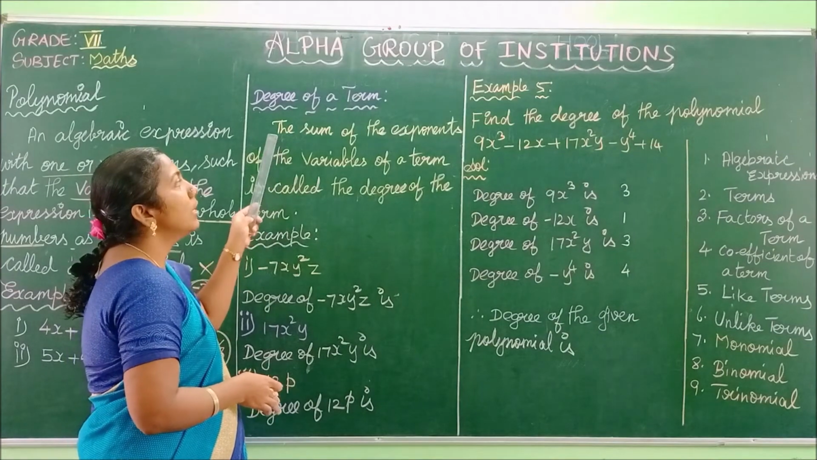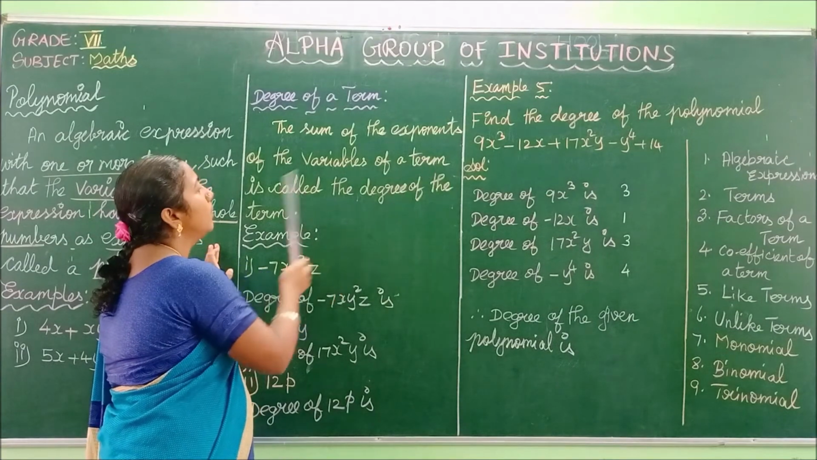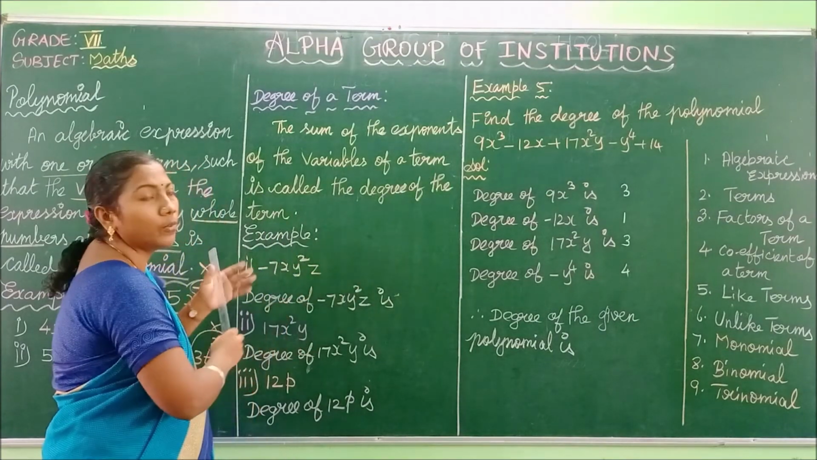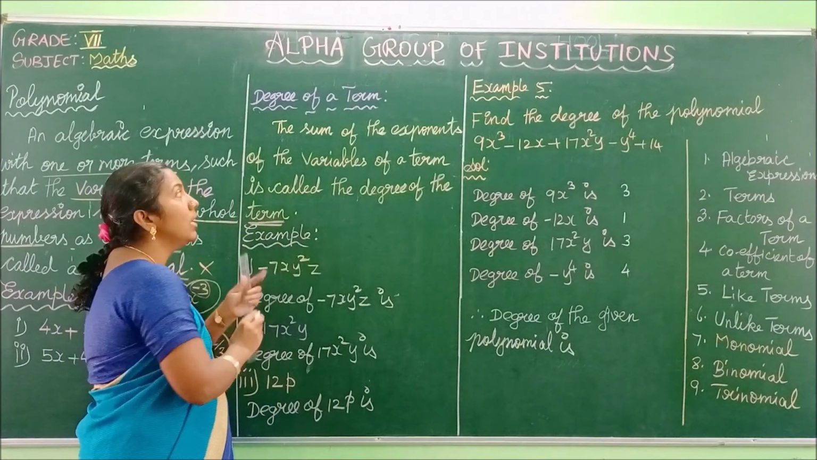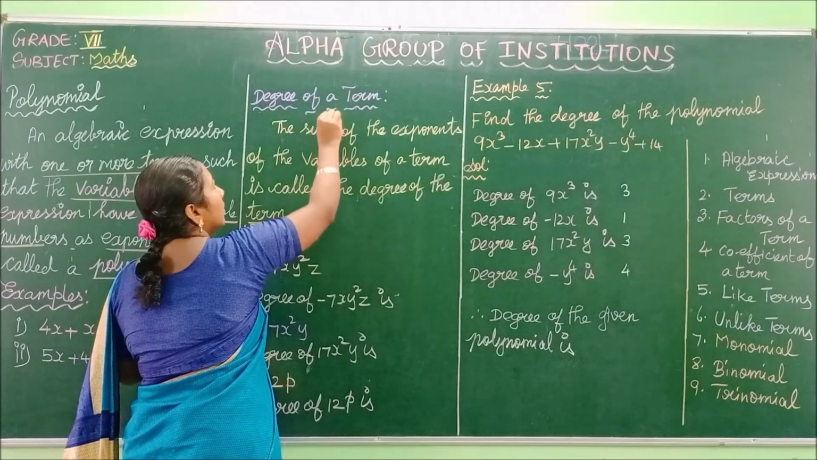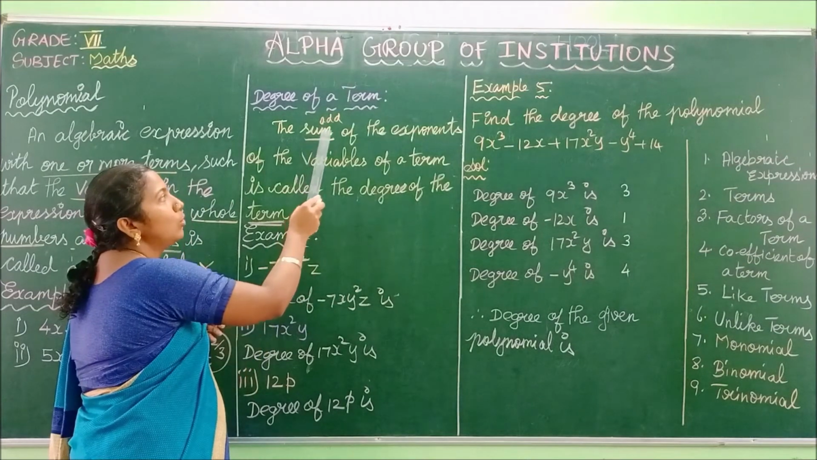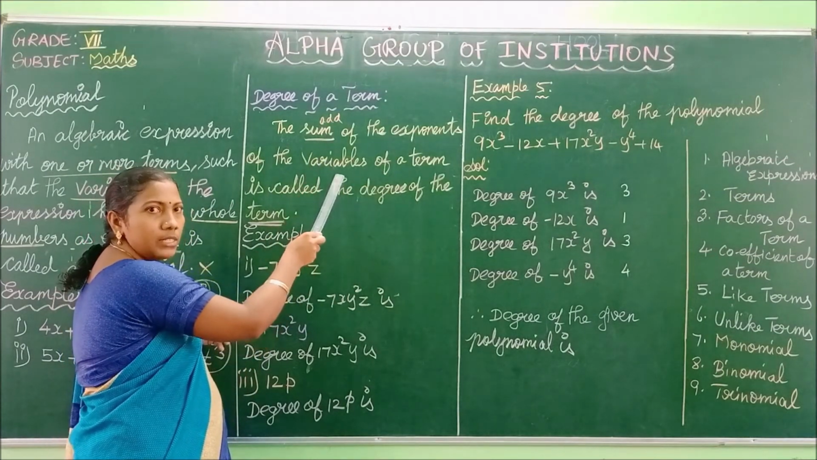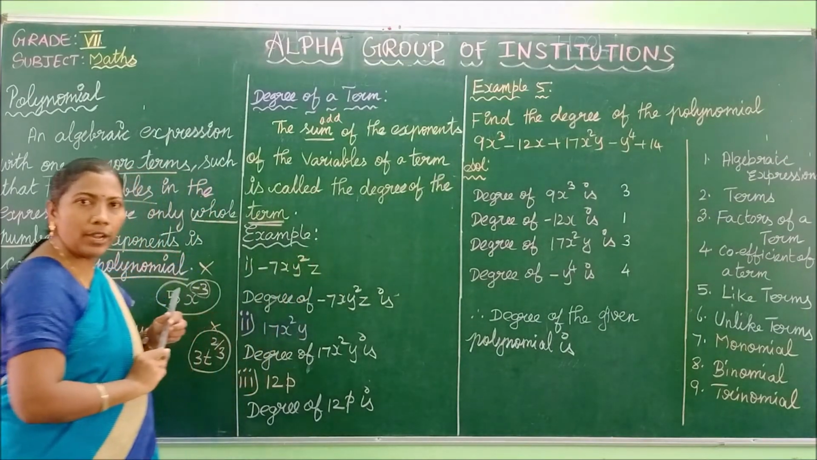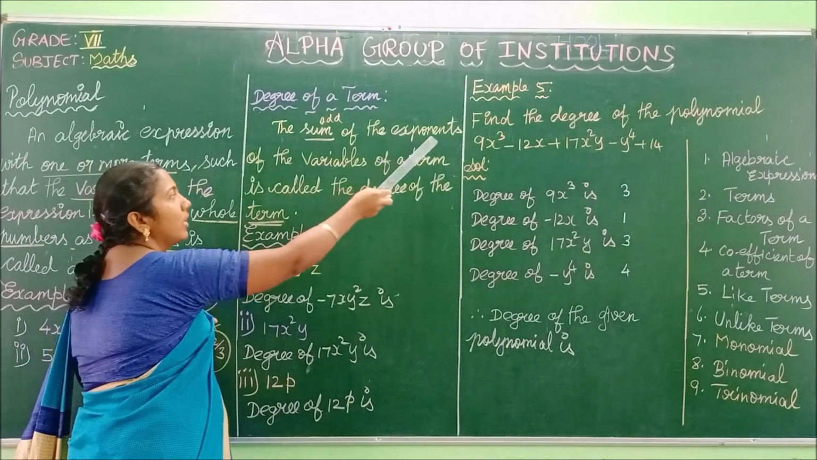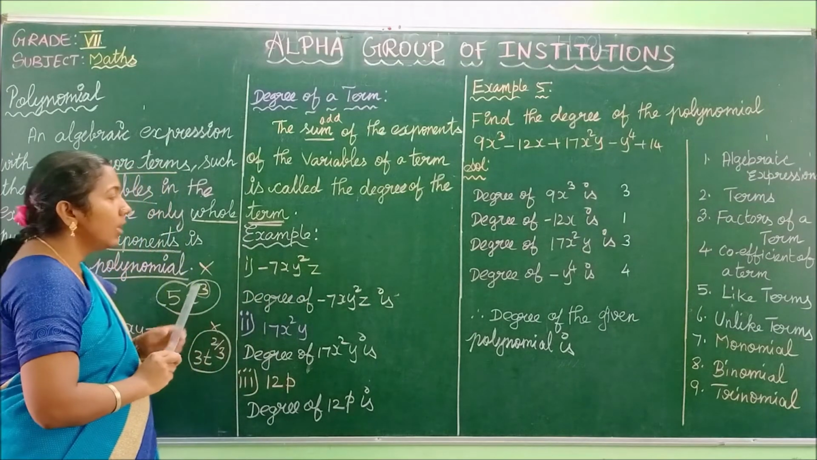Read this definition. The sum of the exponents of the variables of a term is called the degree of the term. We are discussing about the degree of the term only. So listen carefully children. Sum means what? Add. That is, the sum of the exponents, meaning powers. You have to add the powers of the variables of a term, and that is called the degree of the term. Do you understand children? Once again I am reading. The sum of the exponents of the variables of a term is called the degree of the term. Okay. Let us see some examples.